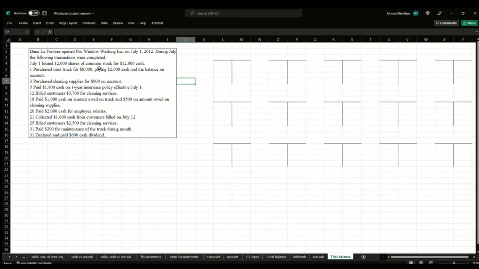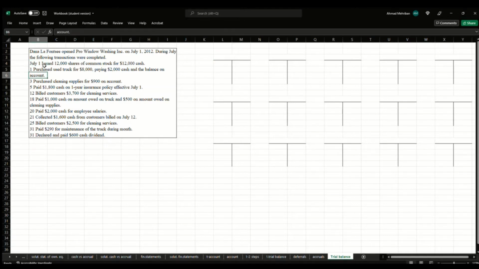This is about a company that had started on July 1, 2012, and during the very first months, these were the following transactions that took place. Now we have to do step by step and go first through the journalization of these transactions. I have prepared these T accounts already so it would be easier for me to input the information. Now let's look one by one at each of those transactions.